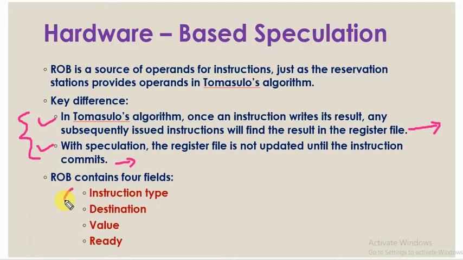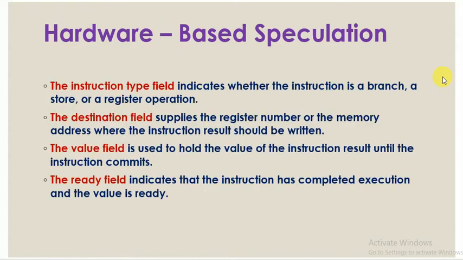The reorder buffer consists of 4 fields: the instruction type, the destination, the value, and ready. So the instruction type field indicates whether the instruction is a branch or a store or a register operation, what type of instruction it holds.